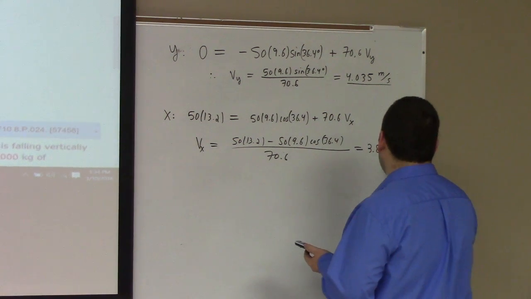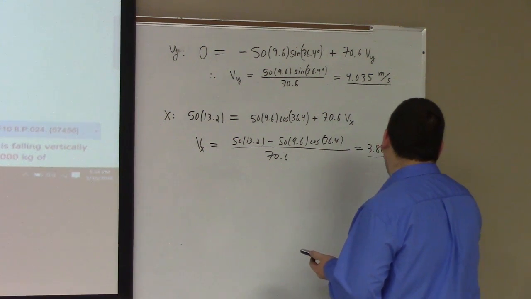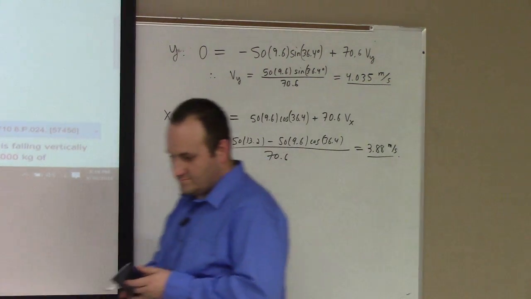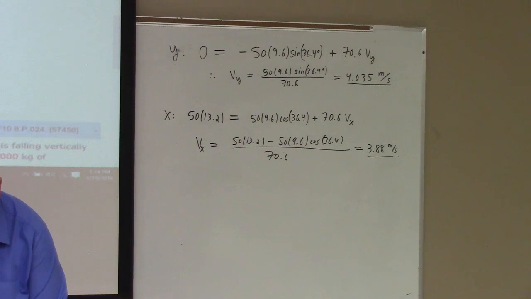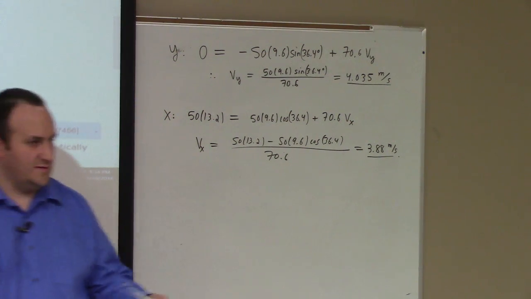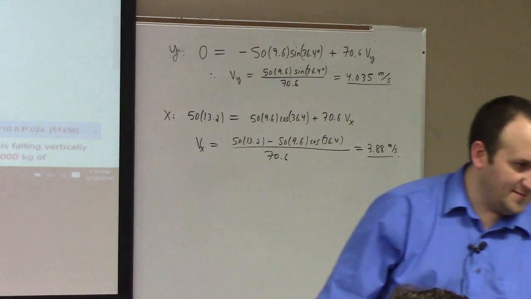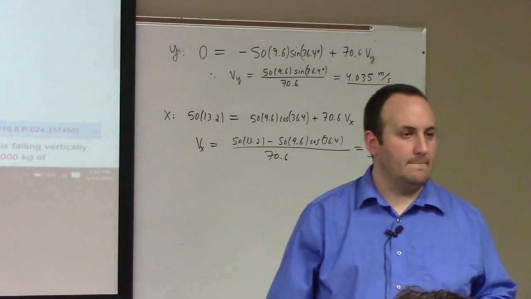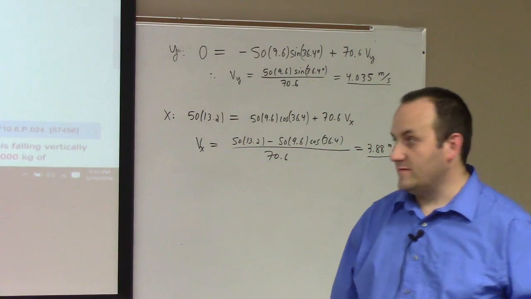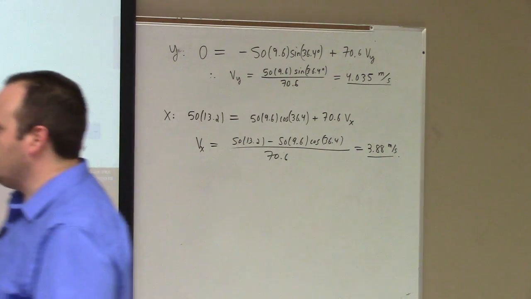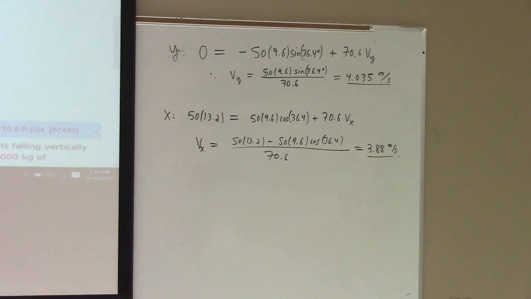Nope, 3.88 wins. Sorry. Wait a minute, aren't you in? Isn't this you? Yeah. That's the mass of, what's the 13.2? That's the velocity of Rachel to start with.